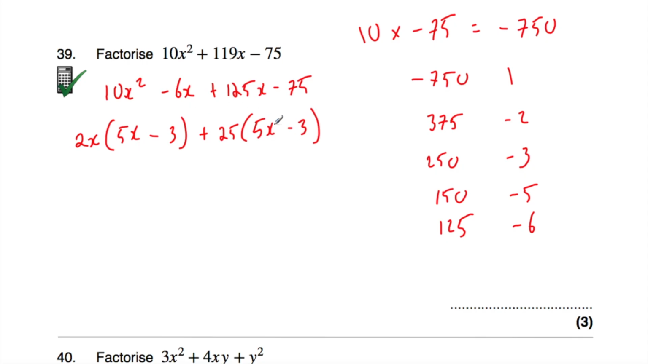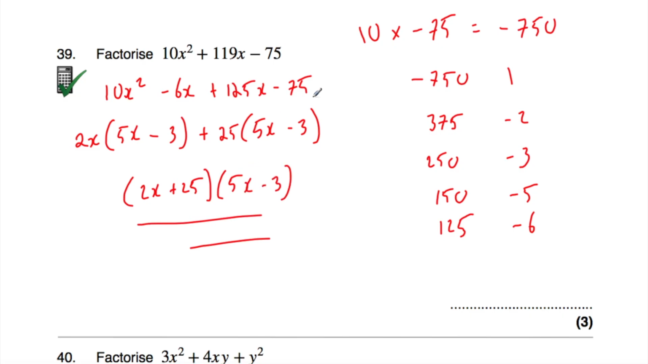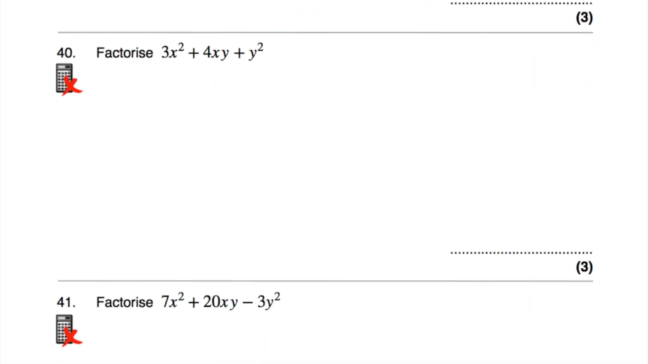And that's fantastic, we've got the same bracket twice. So we've got 2x lots of 5x minus 3, and 25 lots of 5x minus 3, so altogether that'll be 2x plus 25 lots of 5x minus 3. And that's it. So we've looked at how to factorize that using inspection and also using the split in the middle technique. Okay, let's look at our next question, question number 40.